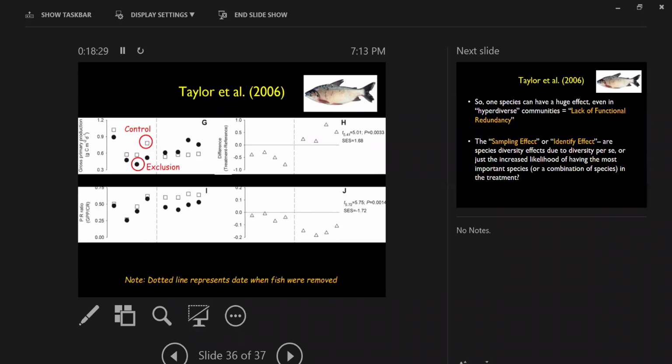They looked at productivity as well, and there's a little different story. Productivity was actually higher when they were excluded. That might be because there was carbon suspended up into the water. But the ratio of photosynthesis to respiration was higher when the fish were there. So there was, relatively speaking, more photosynthesis when the fish were around. Anyway, lots going on, but the bottom line is these fish significantly affected the ecosystem.